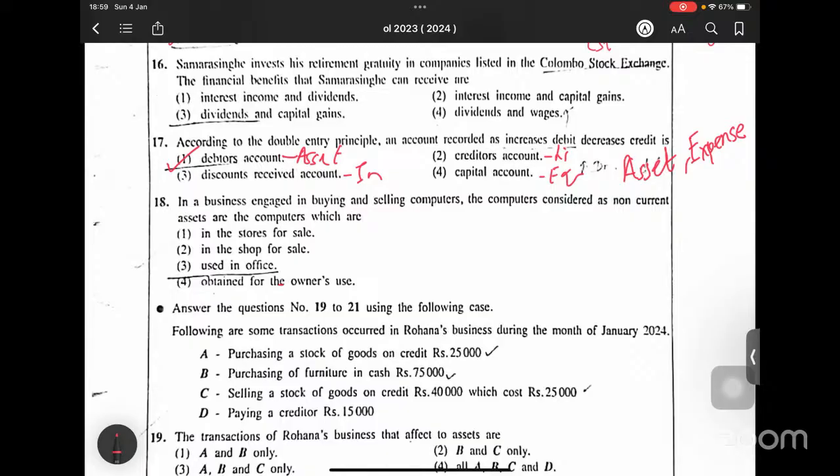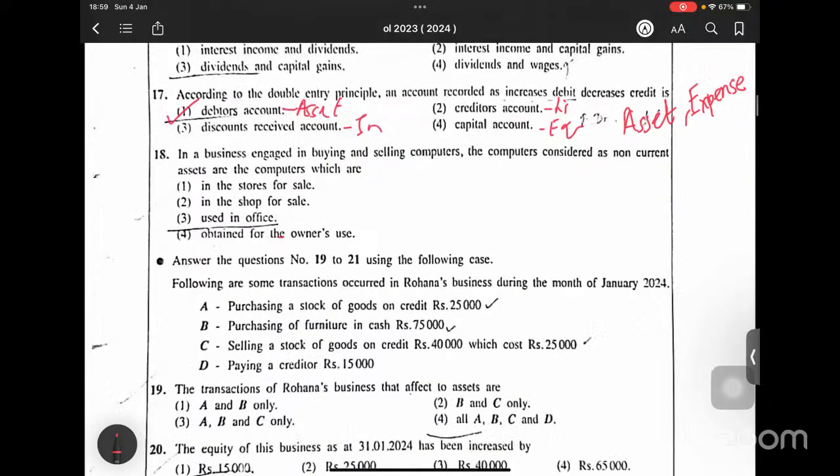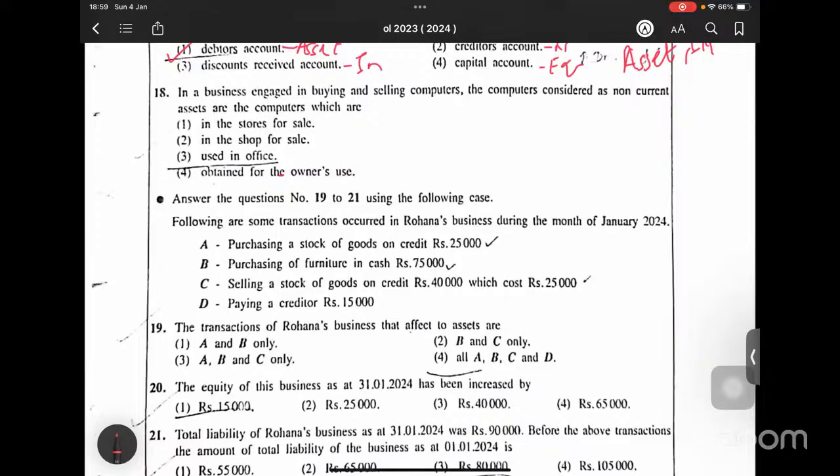In a business engaged in buying and selling computers, the computers considered as non-current assets are the computers which are used in the office. You understood this question? So here the business is buying and selling computers, but there are some computers that are considered as non-current assets. They are the ones used in the office. If we sell the computers, then that will be current assets, under inventory.